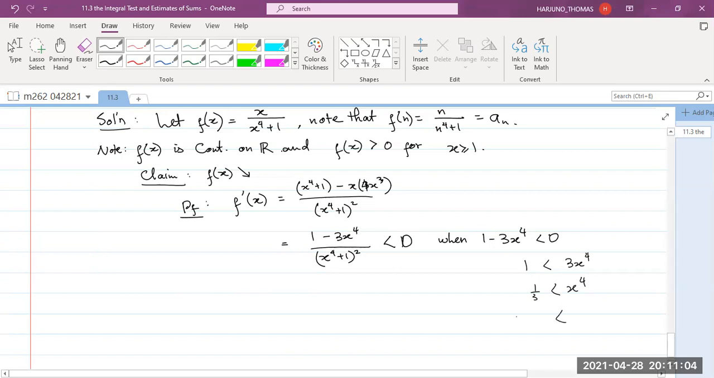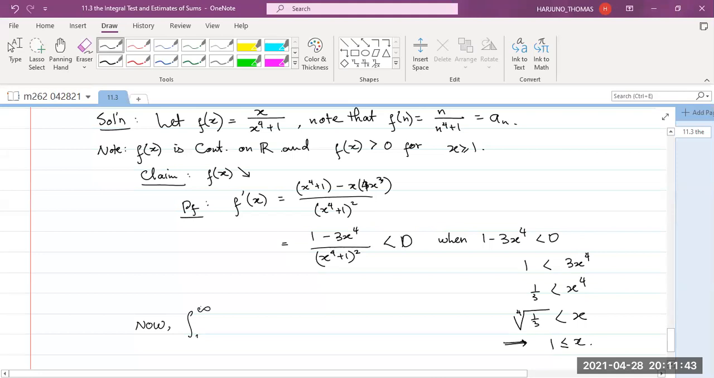Okay, when x is greater than the 4th root of 1/3. For sure, it works for x greater than or equal to 1. This is just to show that this is the suitable function that we look for: positive, decreasing, continuous, positive functions. Now then, we do the integral.